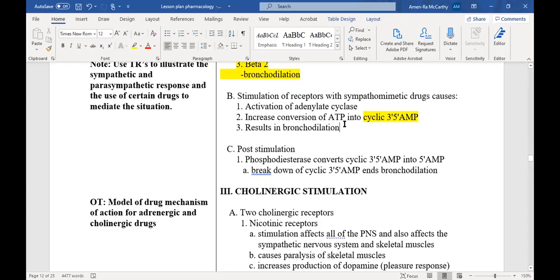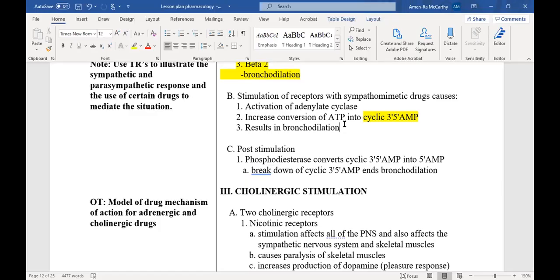Once you have breathed in the drug and you have activated that cyclic 3,5-AMP, you have activated your adenylate cyclase. And that adenylate cyclase then converts ATP into cyclic 3,5-AMP. And there we go. Ta, bronchodilation, right?